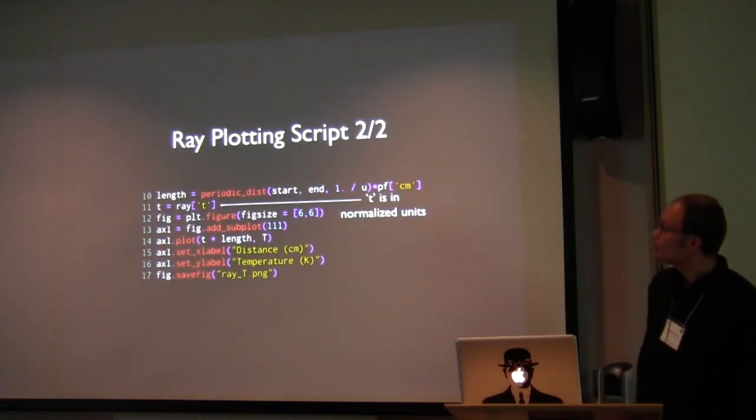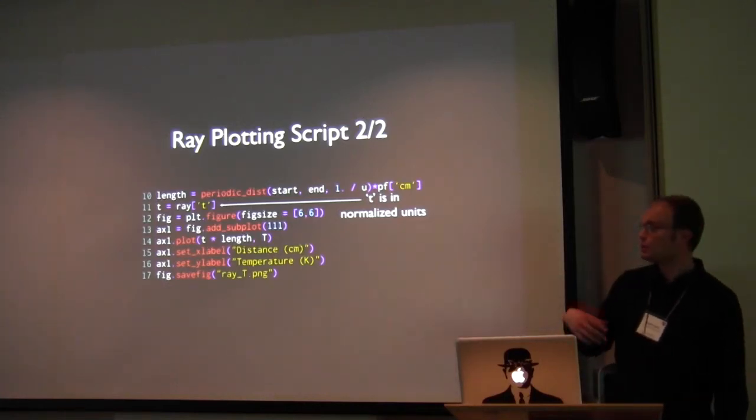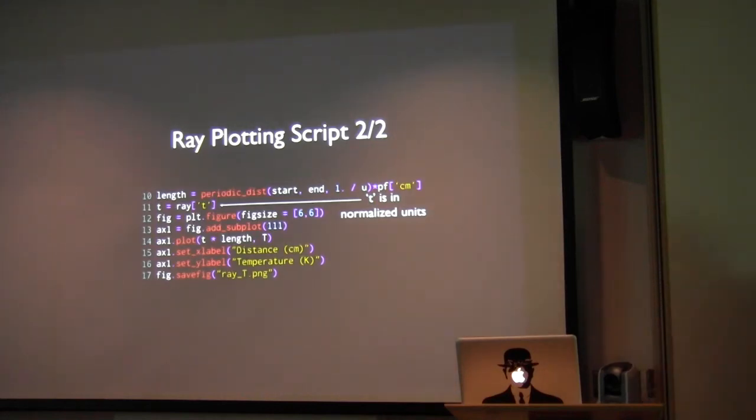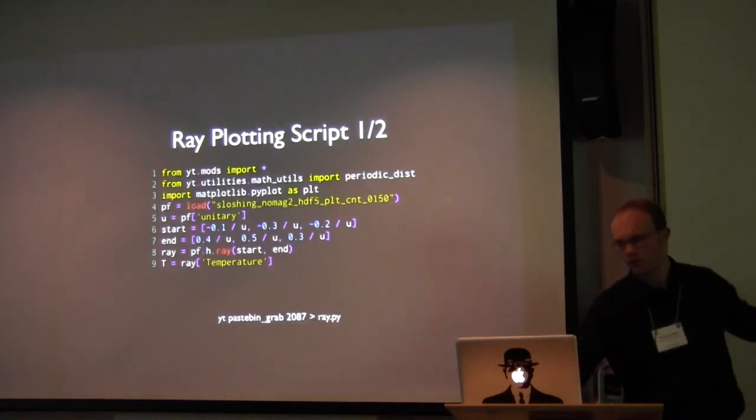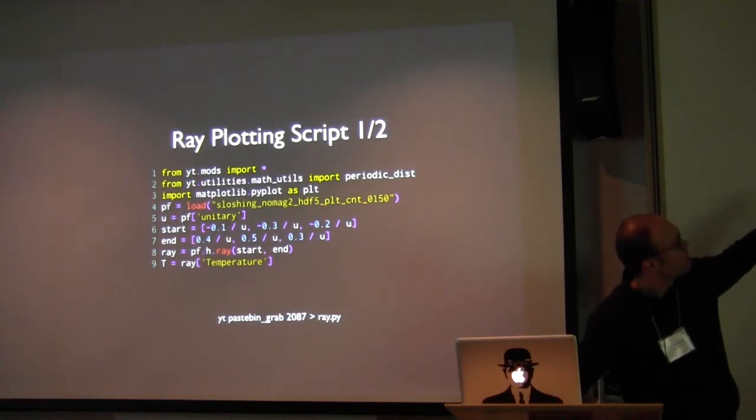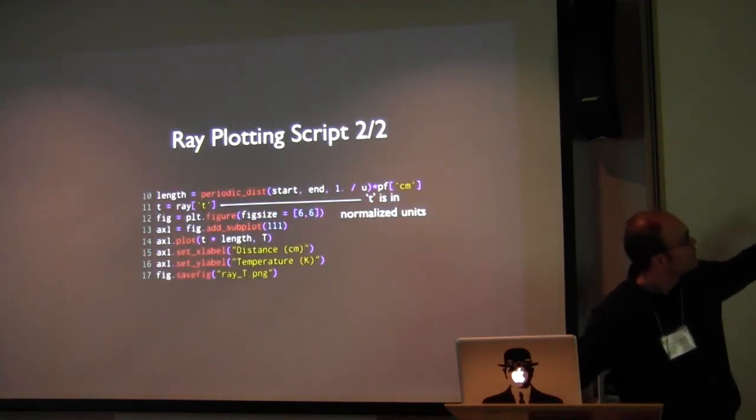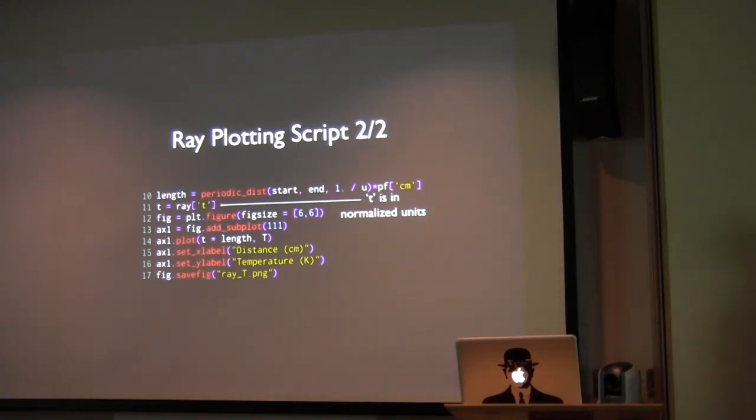And then continuing on with the script, to calculate the length of the ray in actual physical units, I use this function that you might have noticed I imported at the top of the script on line 2. I calculate the physical length of the ray. Line 11, I pull out this t value I mentioned before, which gives you the distance along the ray in normalized units. And then the rest of the lines, I'm actually making a figure from the temperature data that I just pulled out.